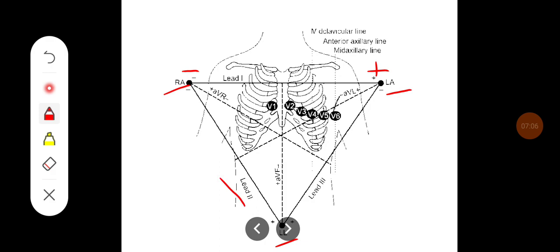The third limb lead is between the left arm and left leg, where the positive is situated on the left leg and the negative on the left arm.